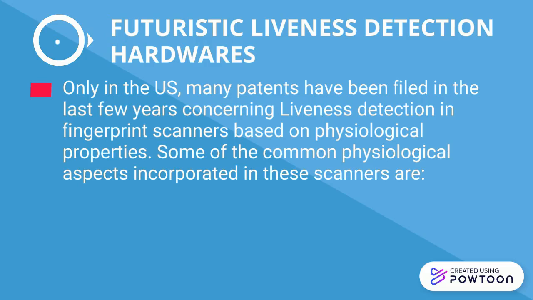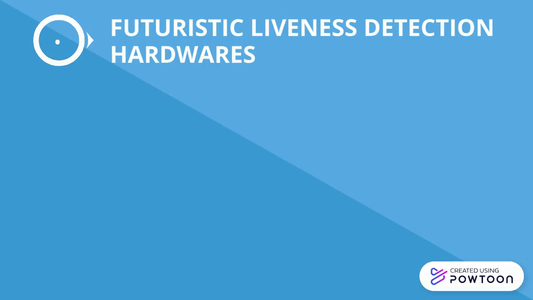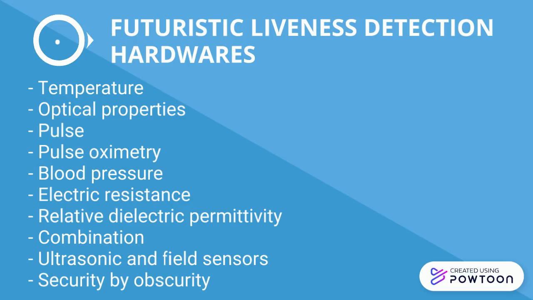Futuristic liveness detection hardware. In the US alone, many patents have been filed in the last few years concerning liveness detection in fingerprint scanners based on physiological properties. Some of the common physiological aspects incorporated in these scanners are temperature, optical properties, pulse oximetry, blood pressure, electric resistance, relative dielectric permittivity, combination, ultrasonic and field sensors, security by obscurity.